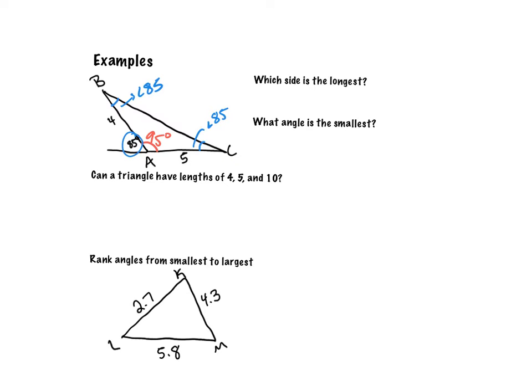So now I need to look at which side is the longest. So I look for where's my biggest angle at? At A, right? I go, which side is opposite of A? So BC is opposite of A. So that's going to be the longest side. Because you can't assume things.